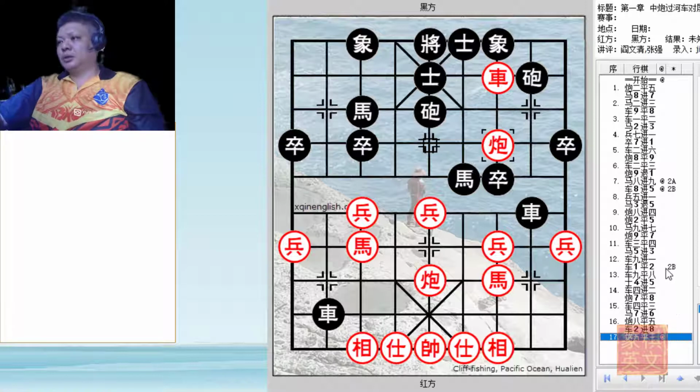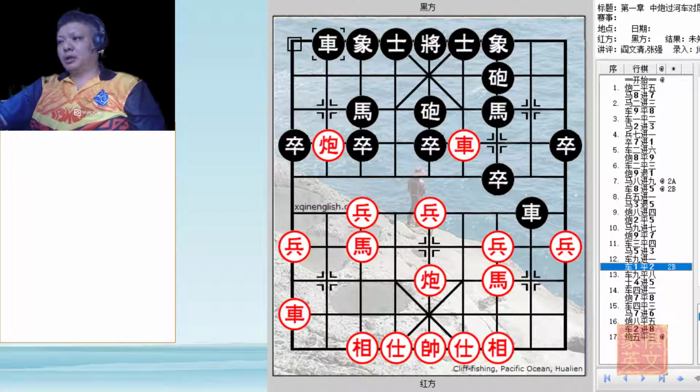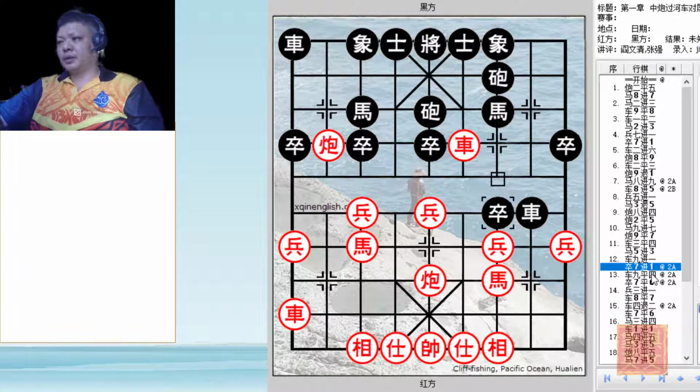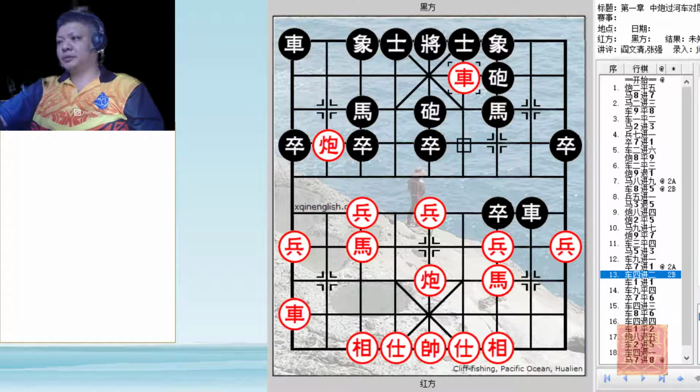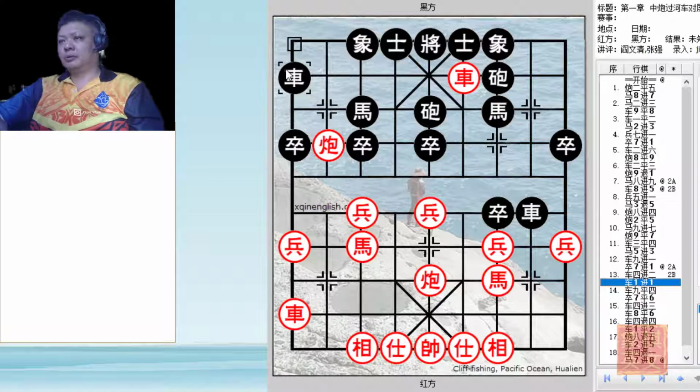So that is why R1 equals to 2 is not a good idea, because red can protect and this chariot is rooted, so this cannon can make a lot of mischief. So R9 equals to 4, red attempts a checkmate. This will be the correct or recommended line of attack. R4 equals to 2 is not a good idea, because black will gladly trade away his closed chariot for red's threatening open chariot.